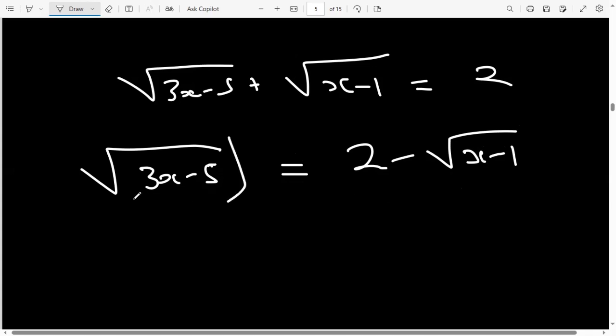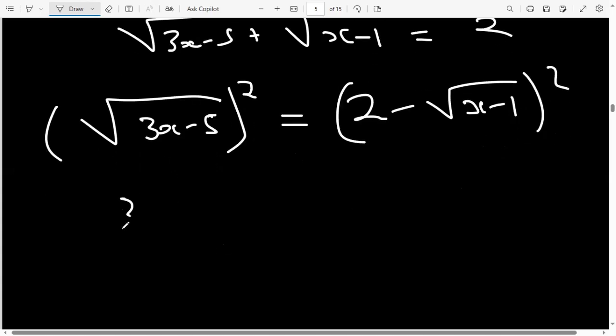And then from here, just square both sides. Okay, square both sides. So it means we are going to have 3x minus 5 is equal to, if you square this side, it will be 2 multiplied by 2, which will be 4.